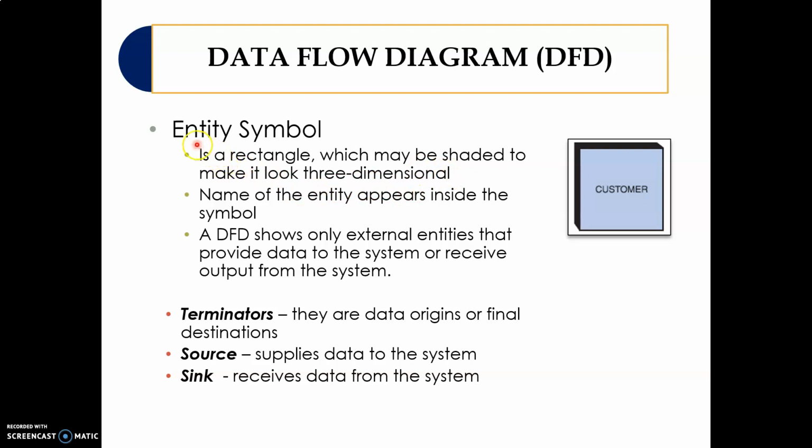Moving on to the entity symbol. It is a rectangle with the entity name appearing inside the symbol. A DFD shows only external entities that provide data to the system or receive output from the system. An external entity can be a source or a sink, or maybe both. Each entity must be connected to a process by a data flow.